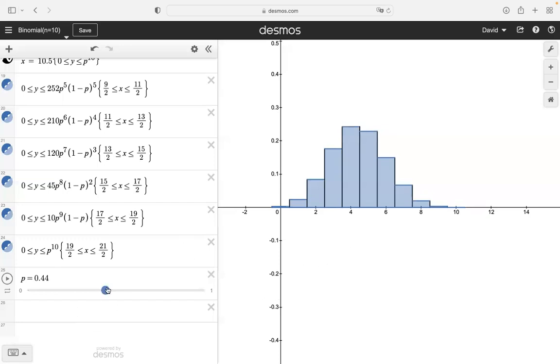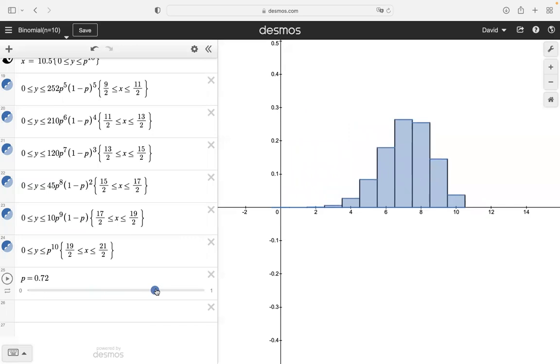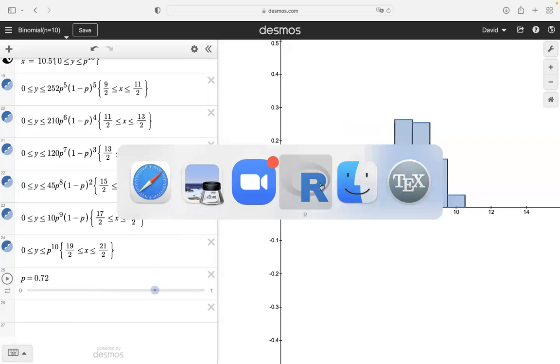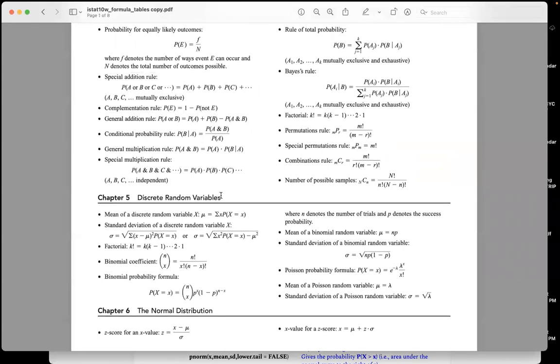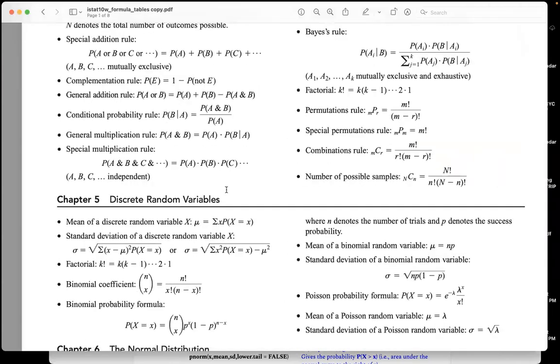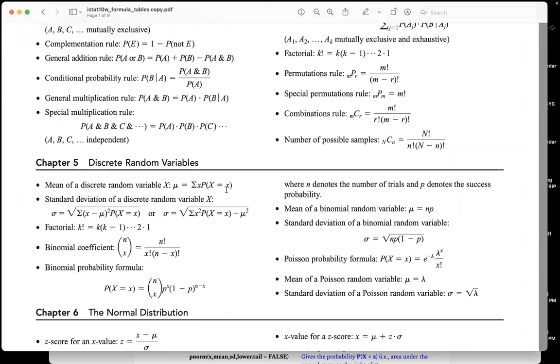So you can change the value of P, and I can post this so that you can play around with it and see how the distribution changes for different P values. But the idea with this distribution is that we want to count. We have some idea of success and failure. And again, remember that success doesn't necessarily mean good. It just means that the thing that we're trying to count happens. And failure doesn't necessarily mean bad. It just means the thing that we're trying to count doesn't happen. They just use the words success and failure to say either it happens or it doesn't happen.